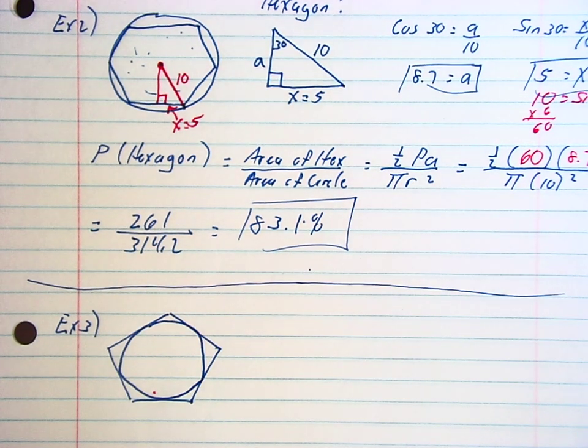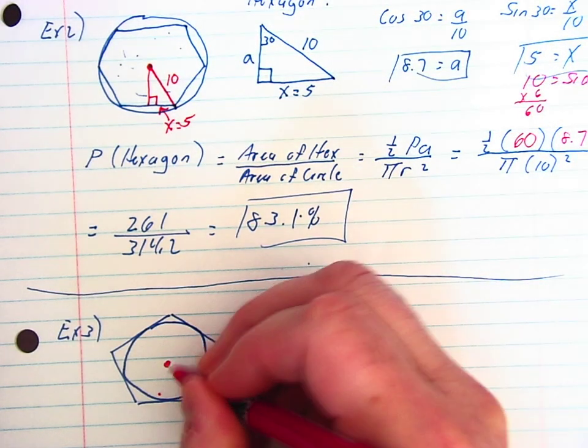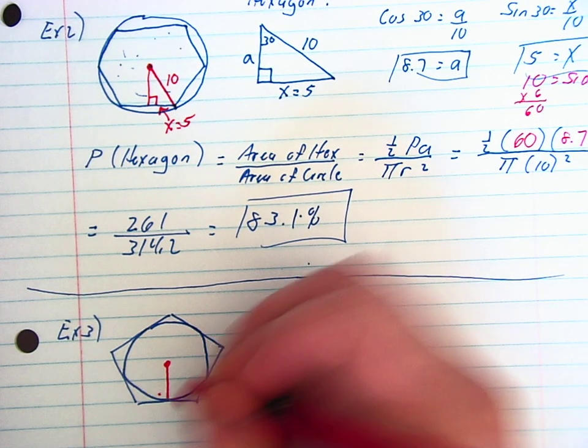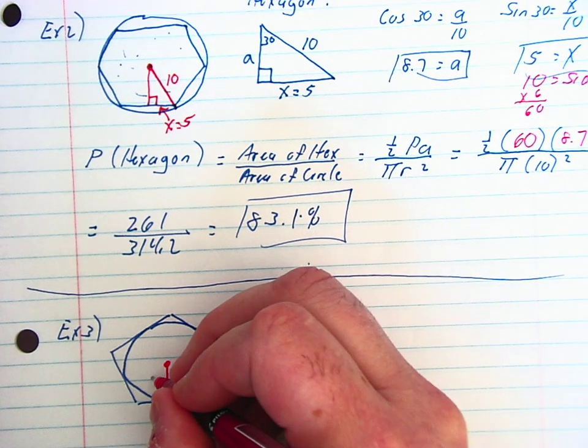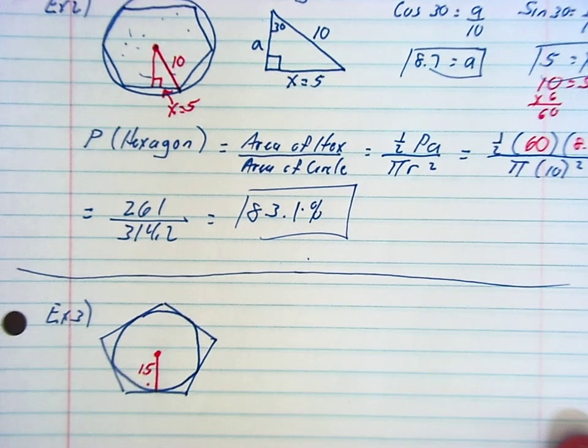Okay. And now I'm gonna give you one measurement. I'm pretty much always only gonna give you one measurement. I'm gonna give you this. From there to there is, say, 15. And that's it. It's all you're given.